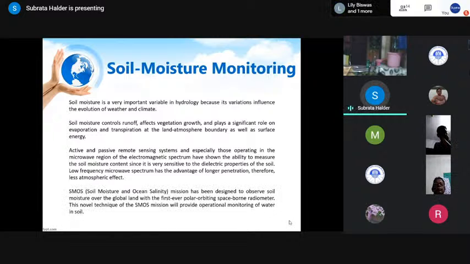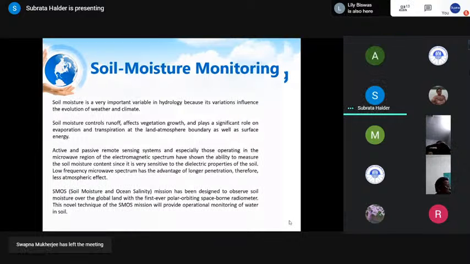Soil Moisture and Ocean Salinity, SMOS, mission has been designed to observe the soil moisture over the globe land with the first ever polar orbiting space-borne radiometer. This novel technique of SMOS mission will provide operational monitoring of water in soil.